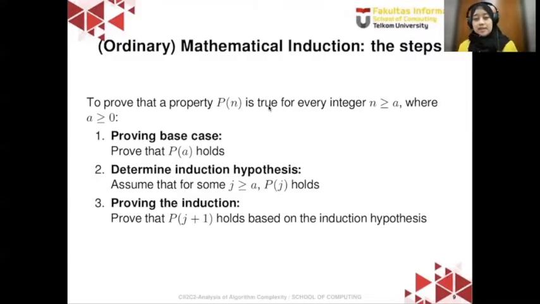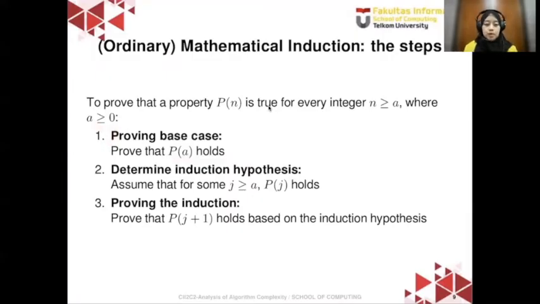Proving the base case means that we just need to prove that the property holds for the lower bound we have. So for example, if we want to prove that a property Pn is true for every integer n that is larger than or equal to a, then a is the lower bound and a must be larger than or equal to 0. Because a is the lower bound, the smallest possible value of n, in the first step we need to prove that Pa is true.